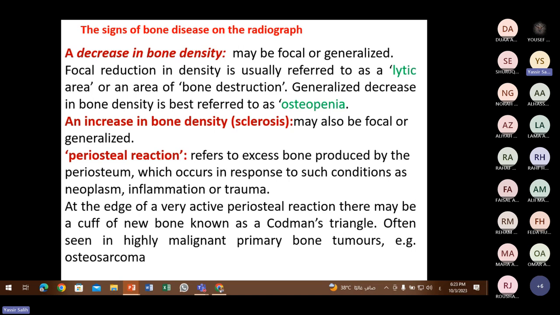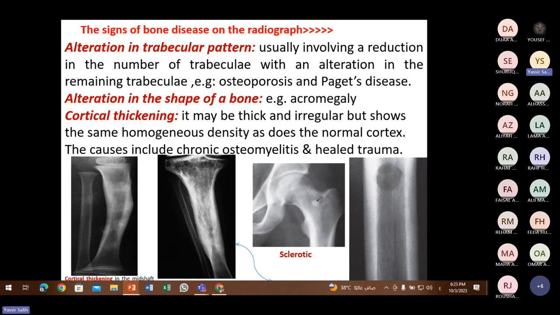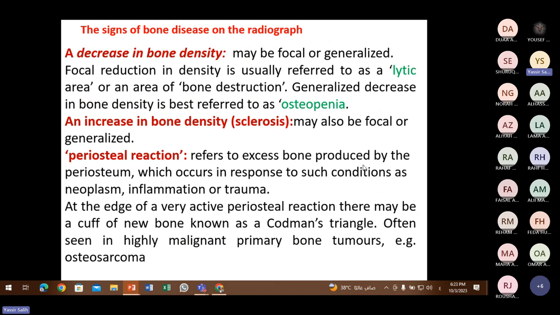We have periosteal reaction. What is periosteal? This is the periosteum. It should be smooth like this, without any overgrowth of the bone lateral to the cortex. So when there is a periosteal reaction, there is excess bone production by the periosteum, so then excess of the bone. This is due to many conditions such as trauma, inflammation or neoplasm.